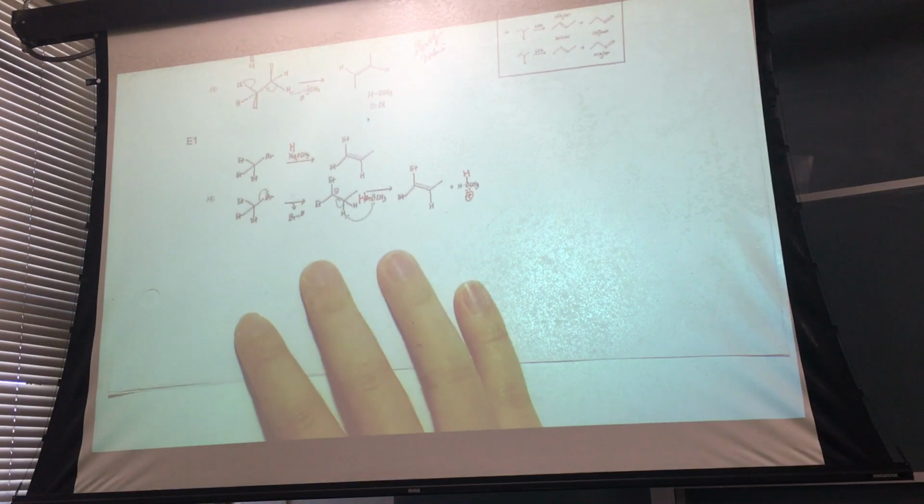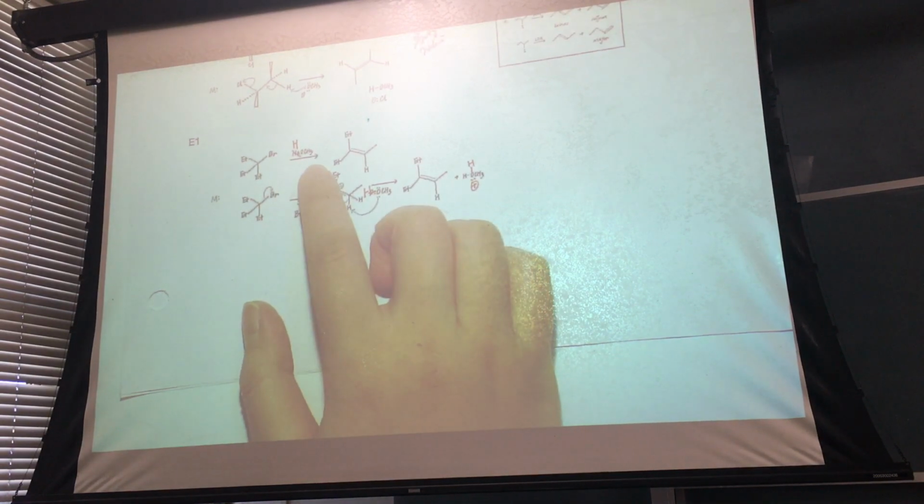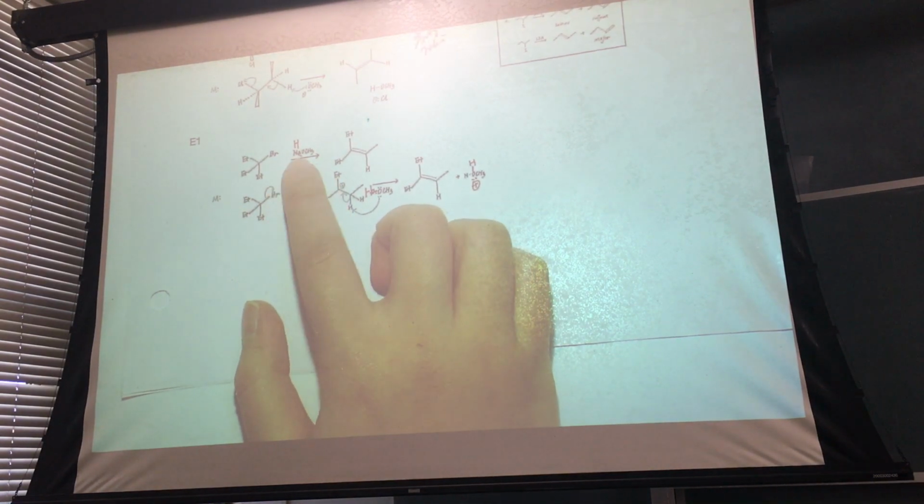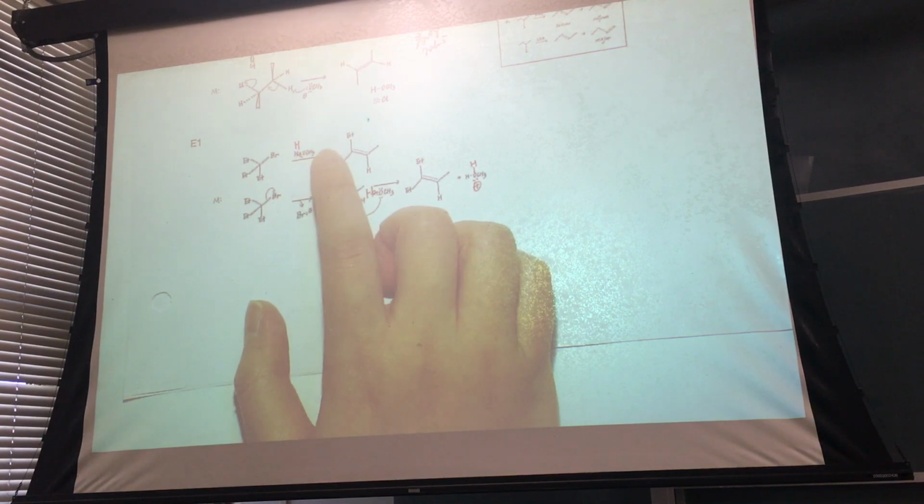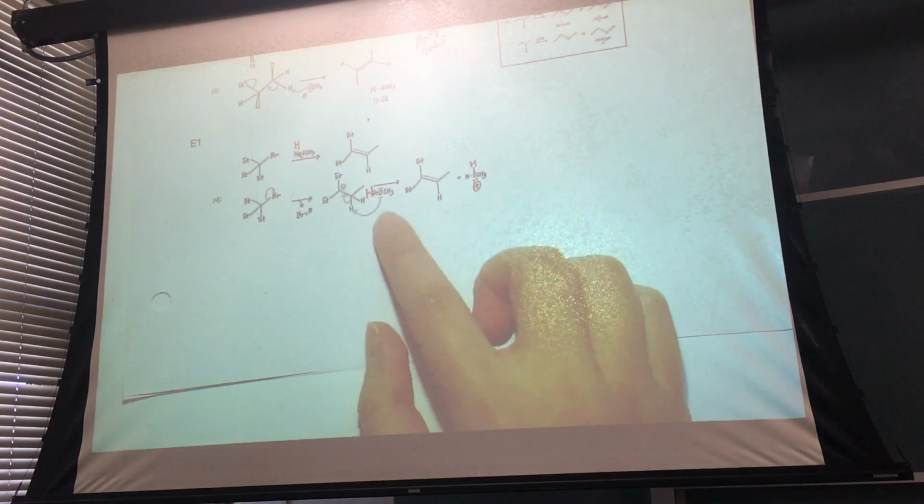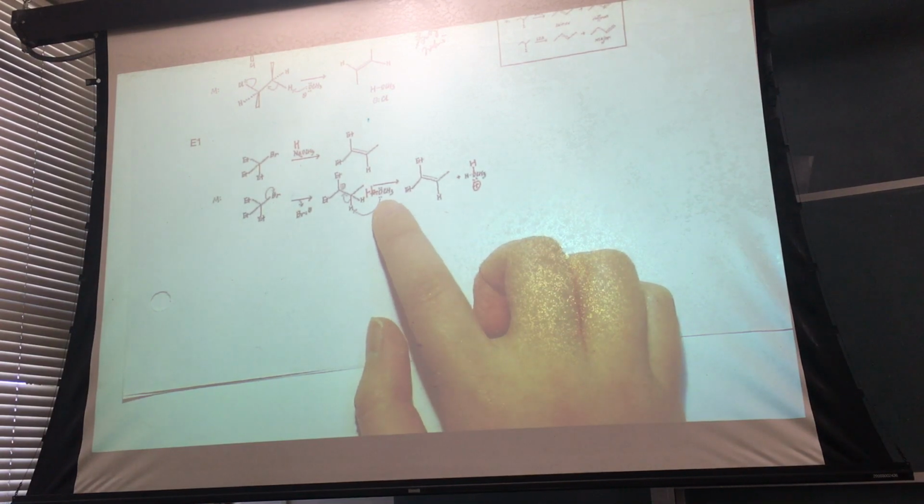I made a wrong condition on this E1 mechanism, because this one, sodium OCH3, is actually a small strong base. With a small strong base, the reaction is not going to happen by E1. So please change that into alcohol, change that into methanol. Everything is the same, apart from you cannot do O- directly.